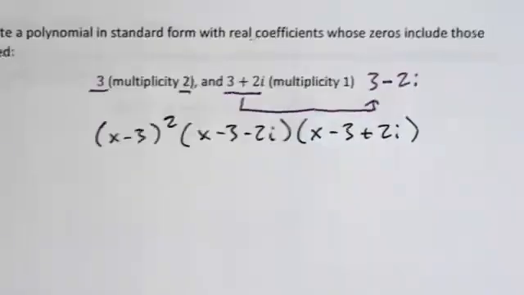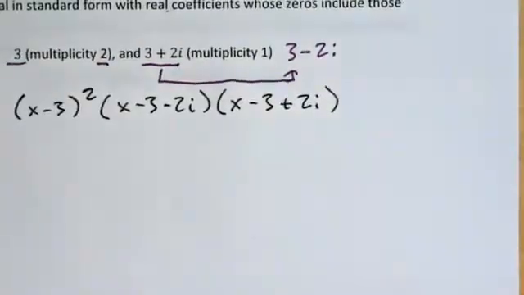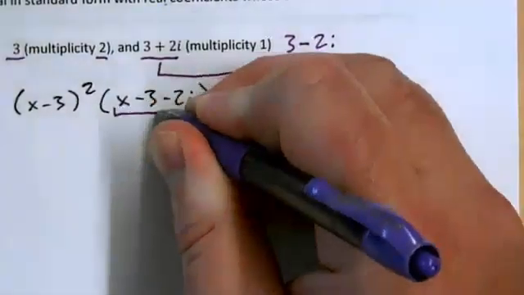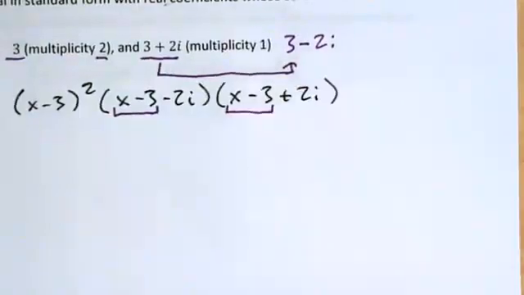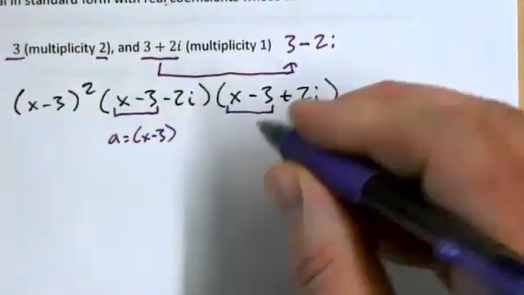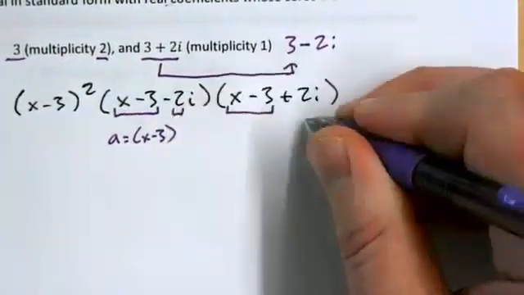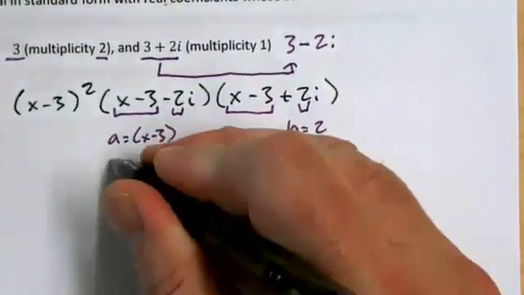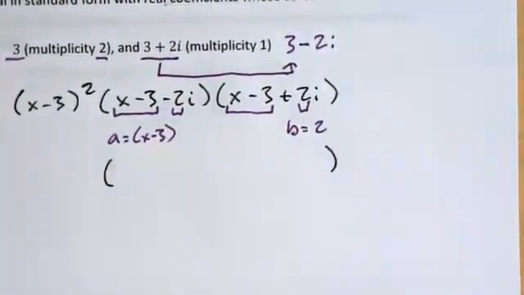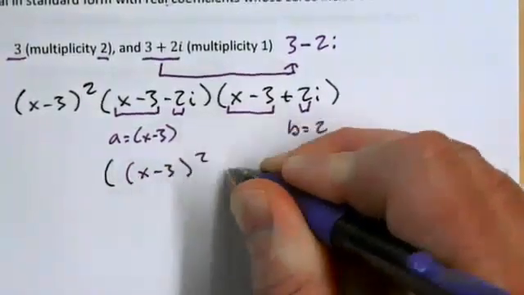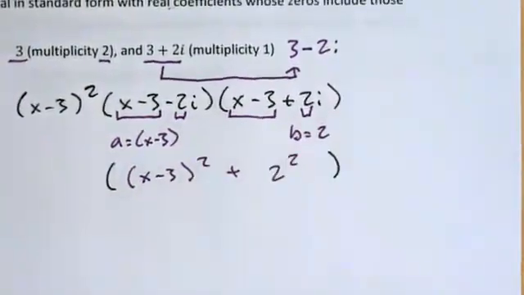So I'll be using some similar tricks to how we did in the last one to make this process a little bit easier for me. In this one, when I do my complex conjugate pairs, I'm going to think of A as x minus 3 and B as 2. So the shortcut for multiplying those two complex conjugate pairs together is a squared plus b squared. So I got x minus 3 squared plus b squared, which would be 2 squared.